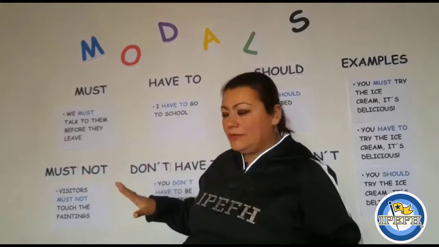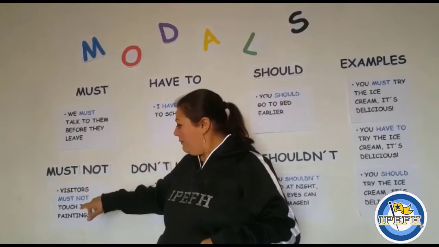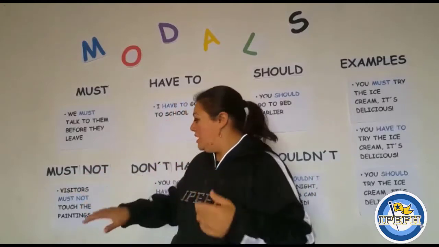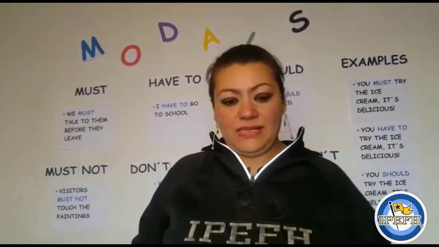And the last one is when you forbid something. It's impossible to do something. Must not. Example, visitors must not touch the paintings. It's impossible. You can't do that.